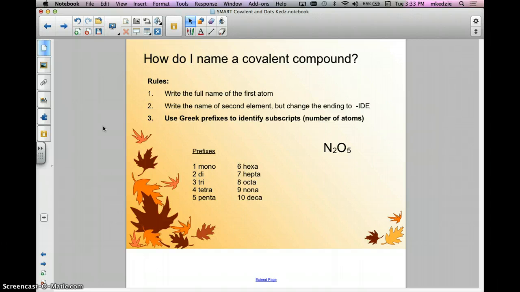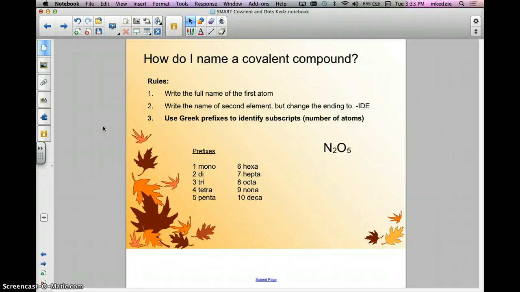Okay, so here's really the meat of this lesson. How do I name a covalent compound? We have 3 rules to do this. Rule number 1, write the full name of the first atom. Rule number 2, write the name of the second element, but change the ending to IDE. So we're coming back to these IDE endings. If you remember with ionic, the nonmetal, if it was just an atom, if it wasn't a polyatomic, it ended in IDE. So the question now will become, well, if I have an IDE ending, how do I know if it's ionic or covalent?